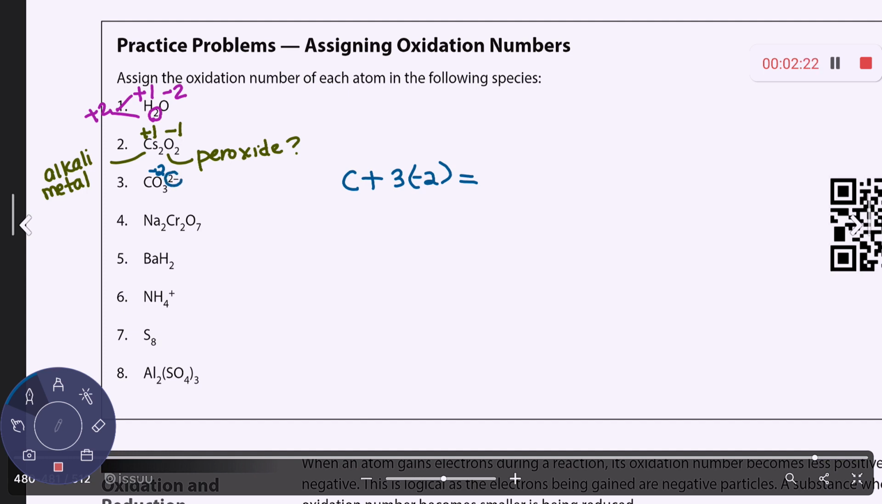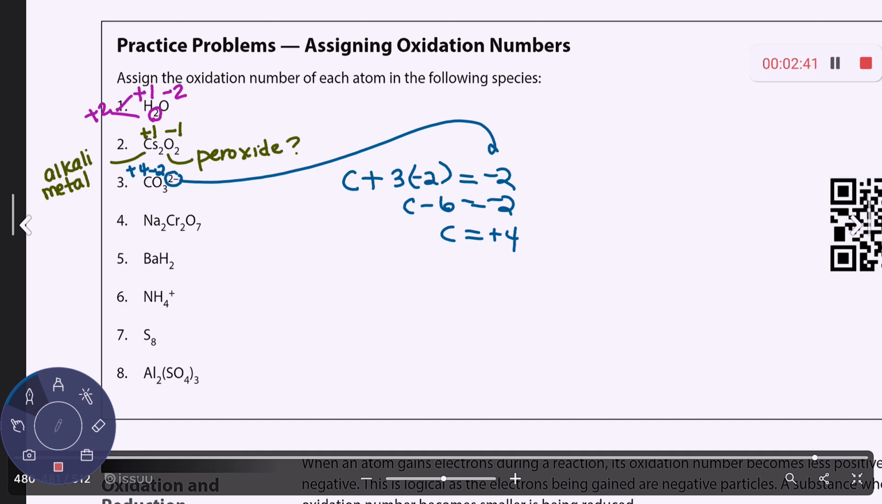So this right here, right? Okay, so this all adds up to that charge. So C minus 6 is -2. What is C? 4. Does that make sense? Yeah. Okay.